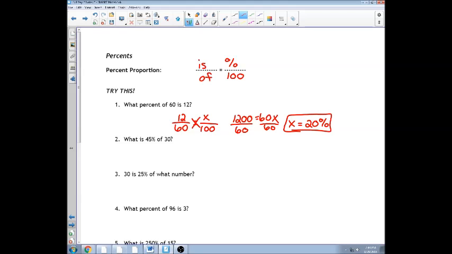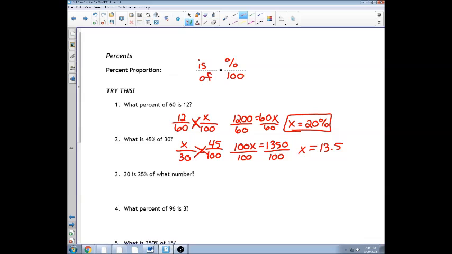Okay. What is 45% of 30? What do we not have out of our three pieces up here at the top? We do not have our is. So we can go ahead and make a variable where the is would be. We do have our of, which is 30. We do have our percentage, which is 45 over 100. Go ahead and cross multiply. This would be 100x is equal to 1,350. I'm going to go ahead and divide by 100. So x would be exactly 13.5.